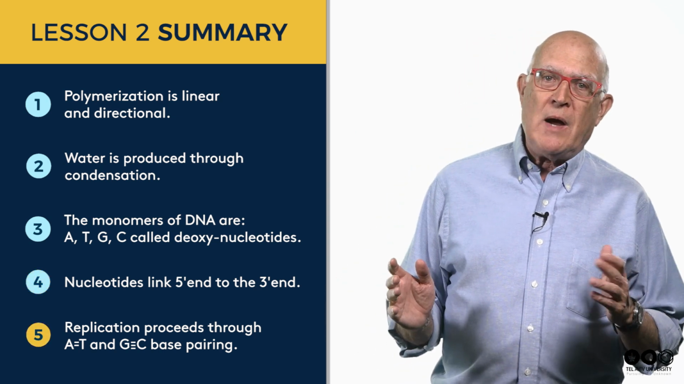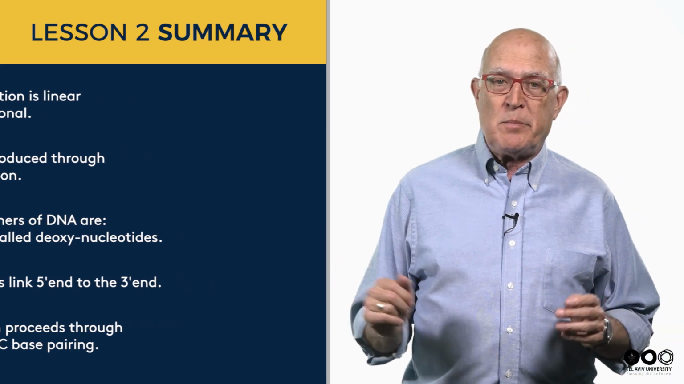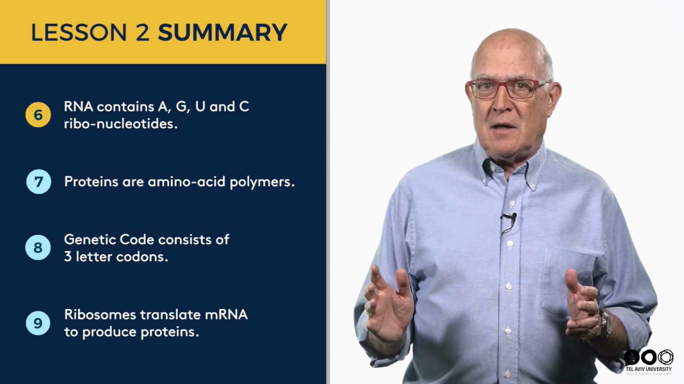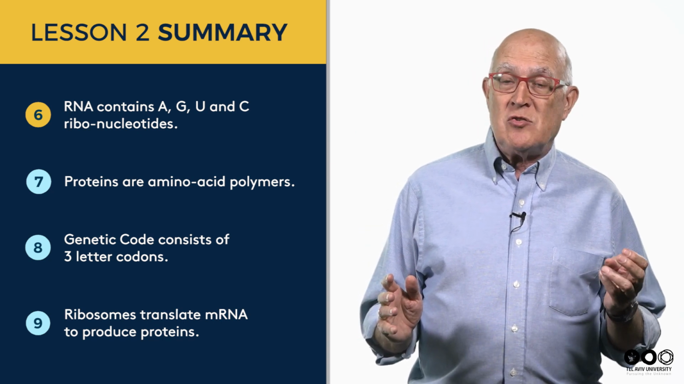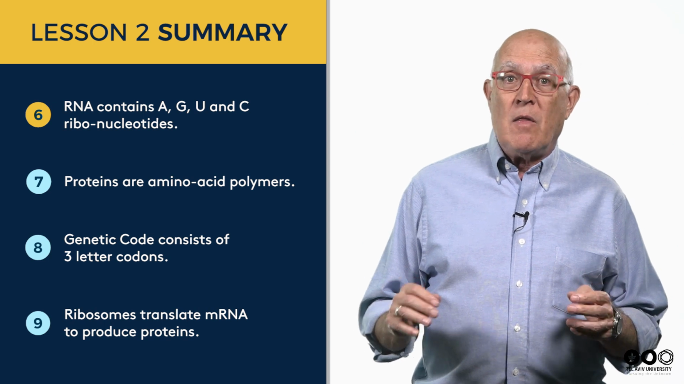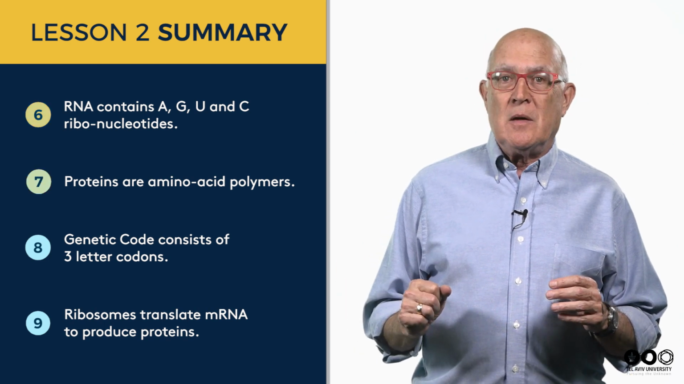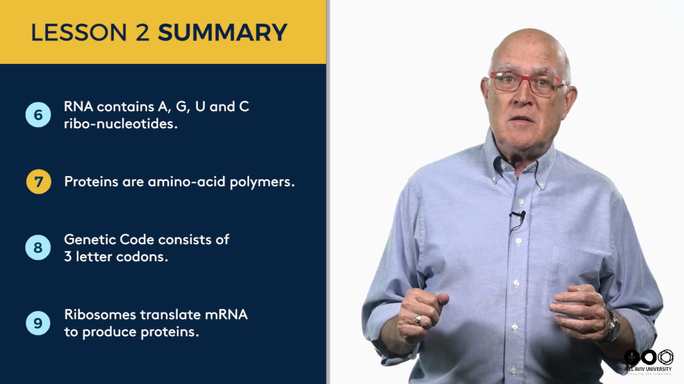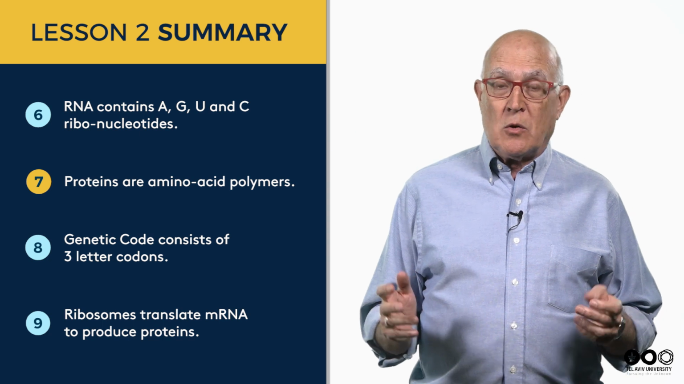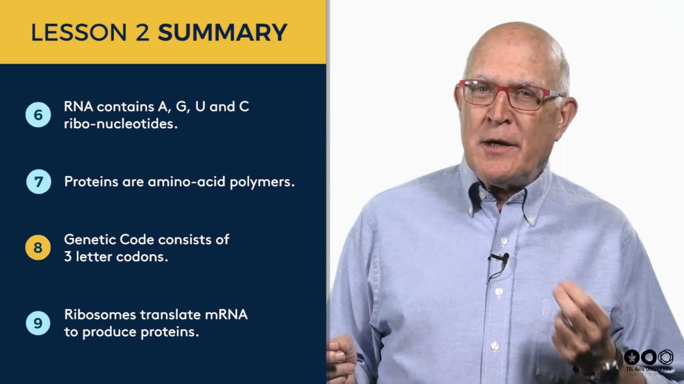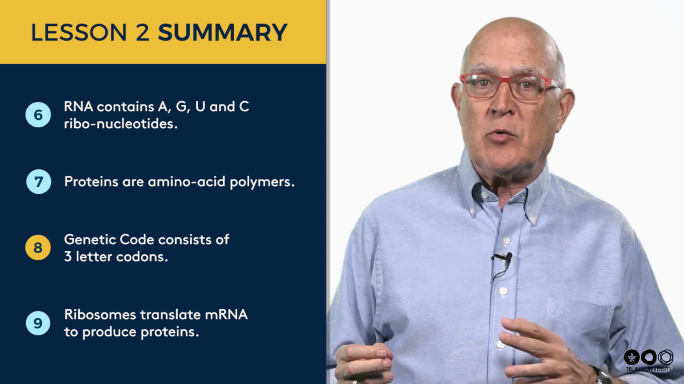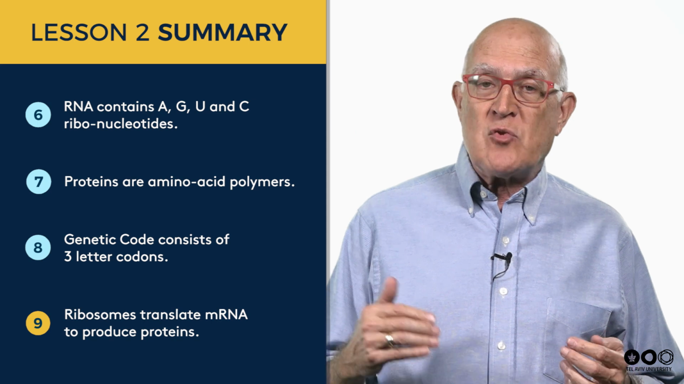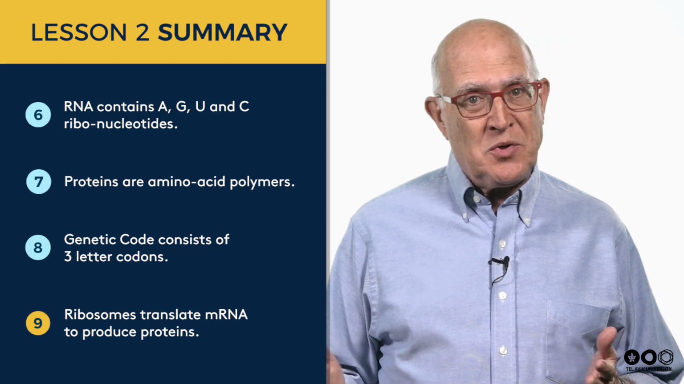Replication proceeds through AT and GC base pairing. RNA is the working copy of DNA and contains A, G, U, and C, the ribonucleotides. Proteins are amino acid polymers. The 20 amino acids can be polar or charged or hydrophobic. The genetic code consists of 3-letter codons. Ribosomes recognize the reading frame and translate messenger RNA to produce proteins.